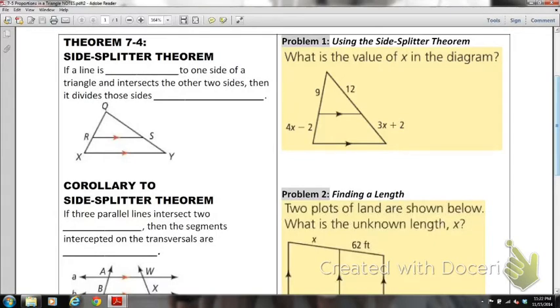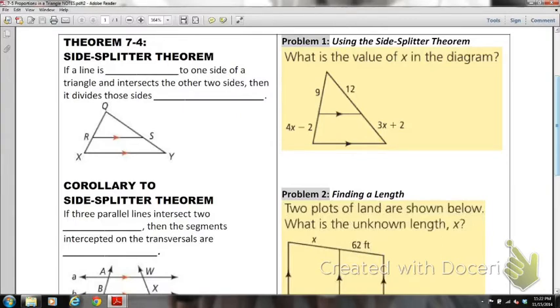In this lesson, you will learn about proportions in a triangle. Certain segments will divide sides of a triangle proportionally. So let's look at their objective: to use the side splitter theorem, and we're also going to have a corollary to that, and the triangle angle bisector theorem.